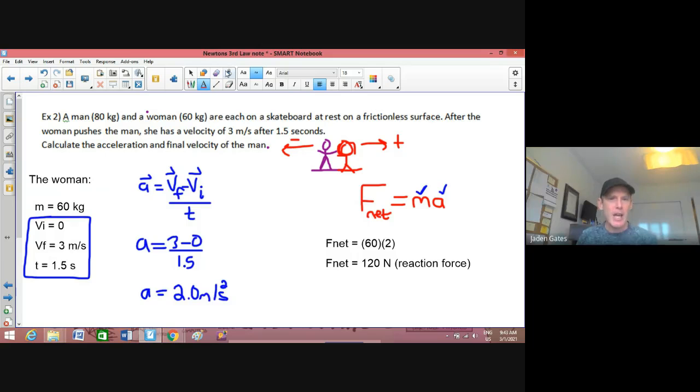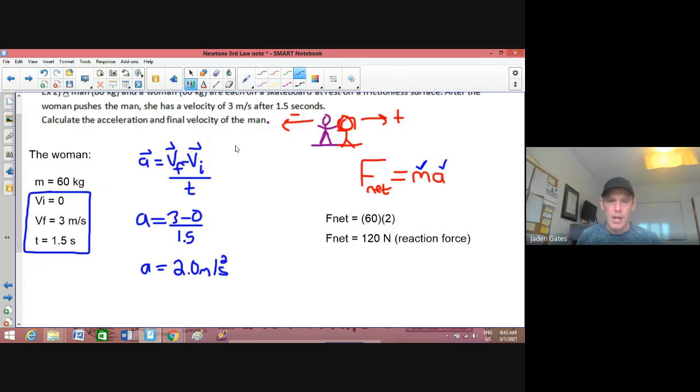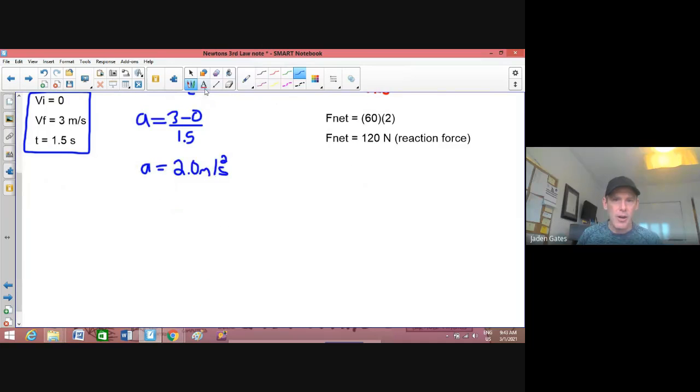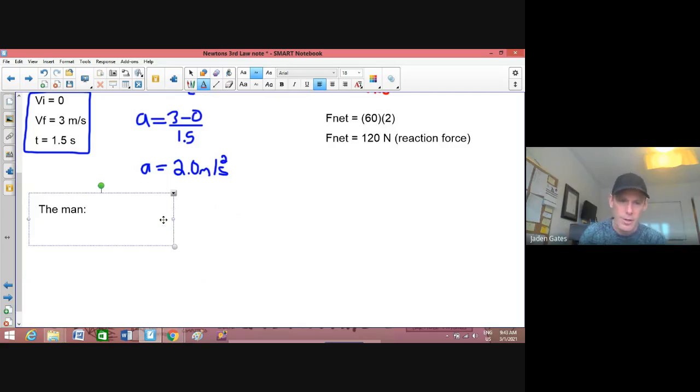Now, getting back to the original question here: what's his acceleration and final velocity? Well, I can go down here and now I've got the man. So his mass again was 80 kilograms. Now I know the net force on him is equal to 120 newtons because she pushed him. That's the action force.